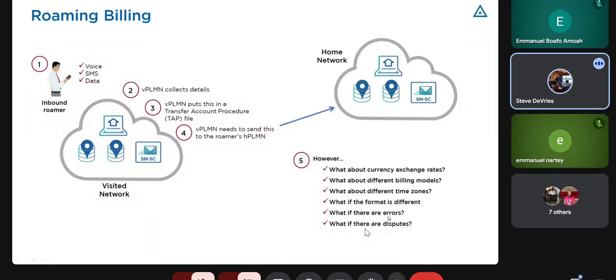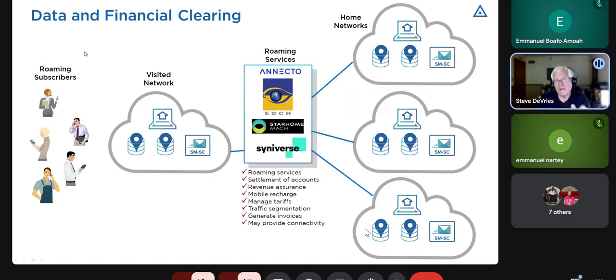Maybe errors, maybe disputes. So maybe one network says Raphael was here for 3 days. You owe us 3 days worth of his usage. The home network might say, no, he was only there 2 days. We dispute that. So again, not everything is always clean cut. So that's why you have these data and financial clearinghouses.